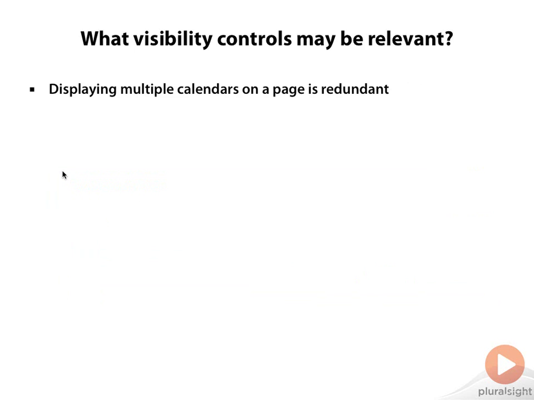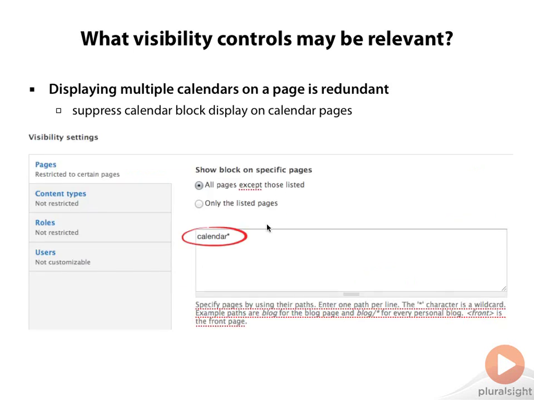Now, visibility controls might be helpful here because displaying multiple calendars on a page would be kind of redundant. So you could suppress calendar block display on calendar pages based on the common path that we provided for each of the page displays. As shown in the visibility settings, you can use wildcards, in this case, to not display the calendar block on pages that include the word calendar in the path.